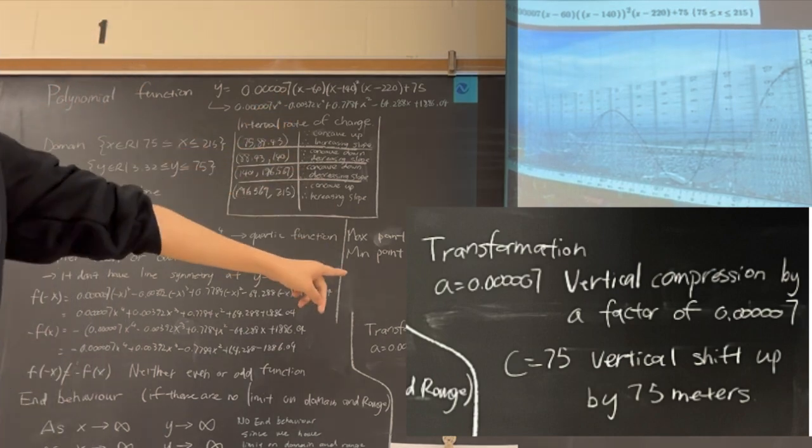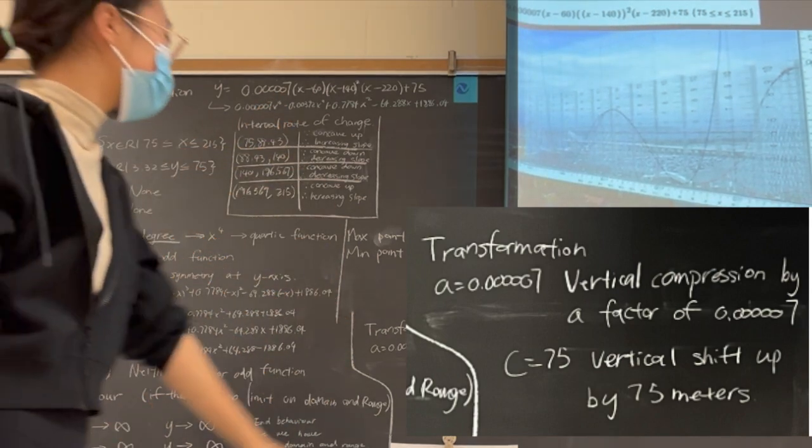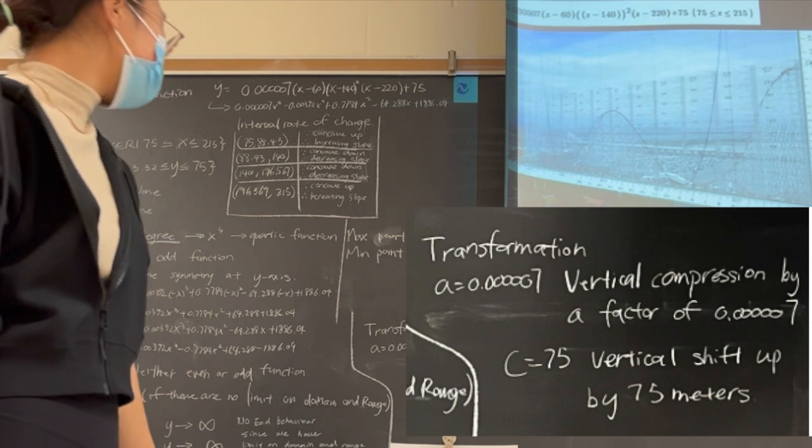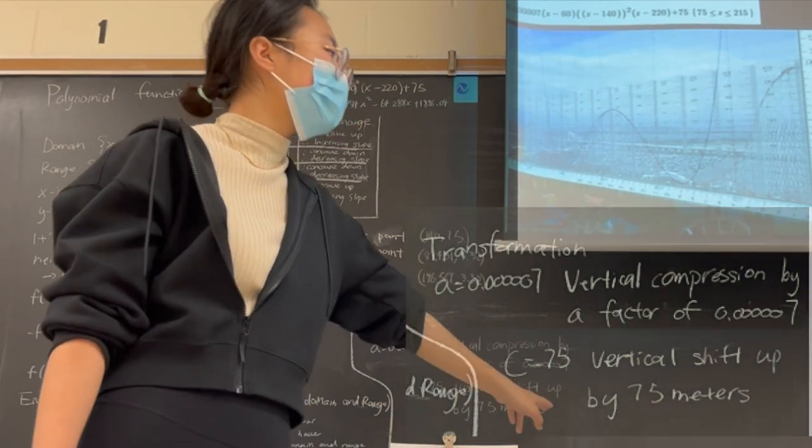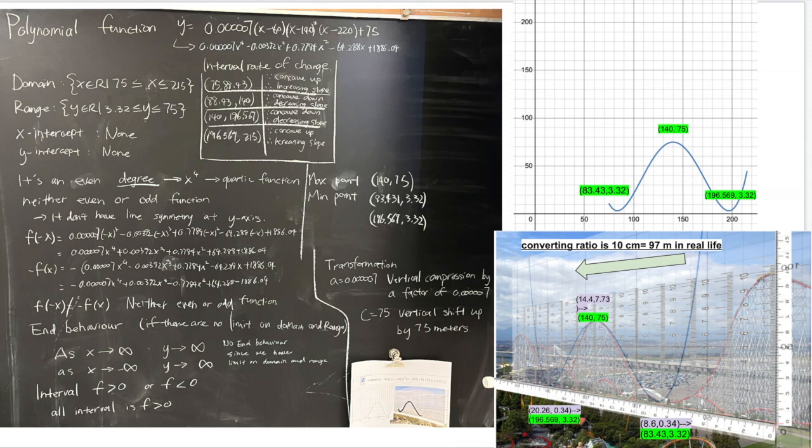And the transformation for this function: the a value is 0.00007, and that is a vertical compression by a factor of 0.00007. And the c value is 75. That means a vertical shift upwards by 75 meters. And that's it for this polynomial function.